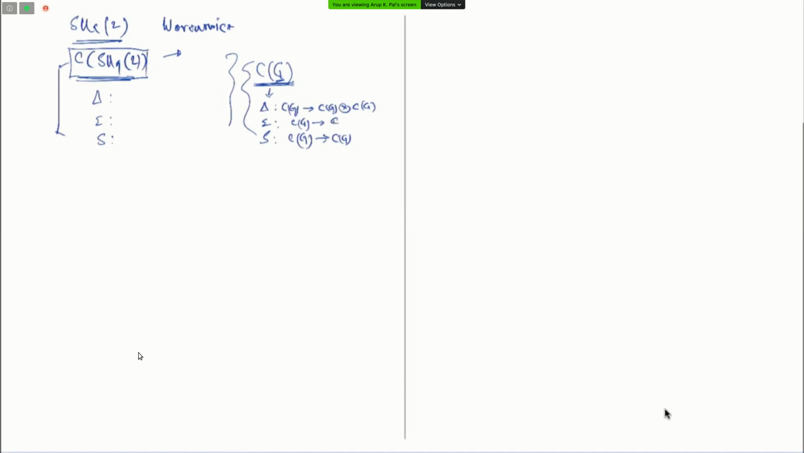Okay, so what we'll do is look at the other picture. What happens is, when you have a compact Lie group, you also have its Lie algebra, right? So for example, you have this group SU2, so then you have this Lie algebra su2, and here this C(SUq2) together with all that.